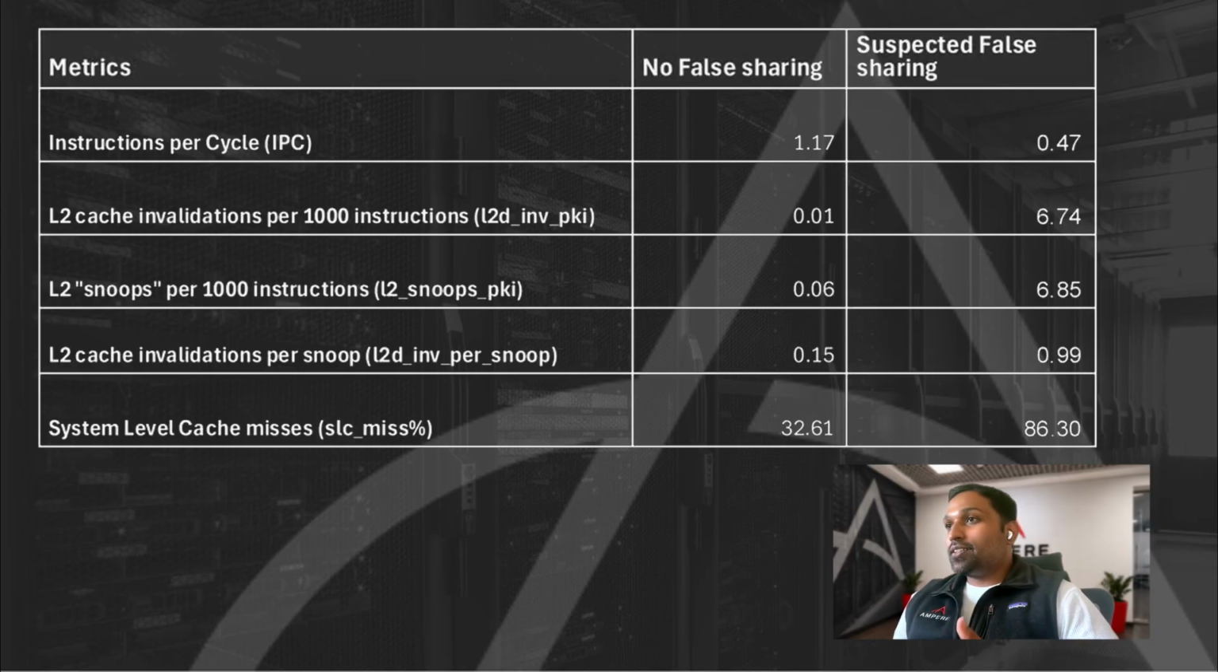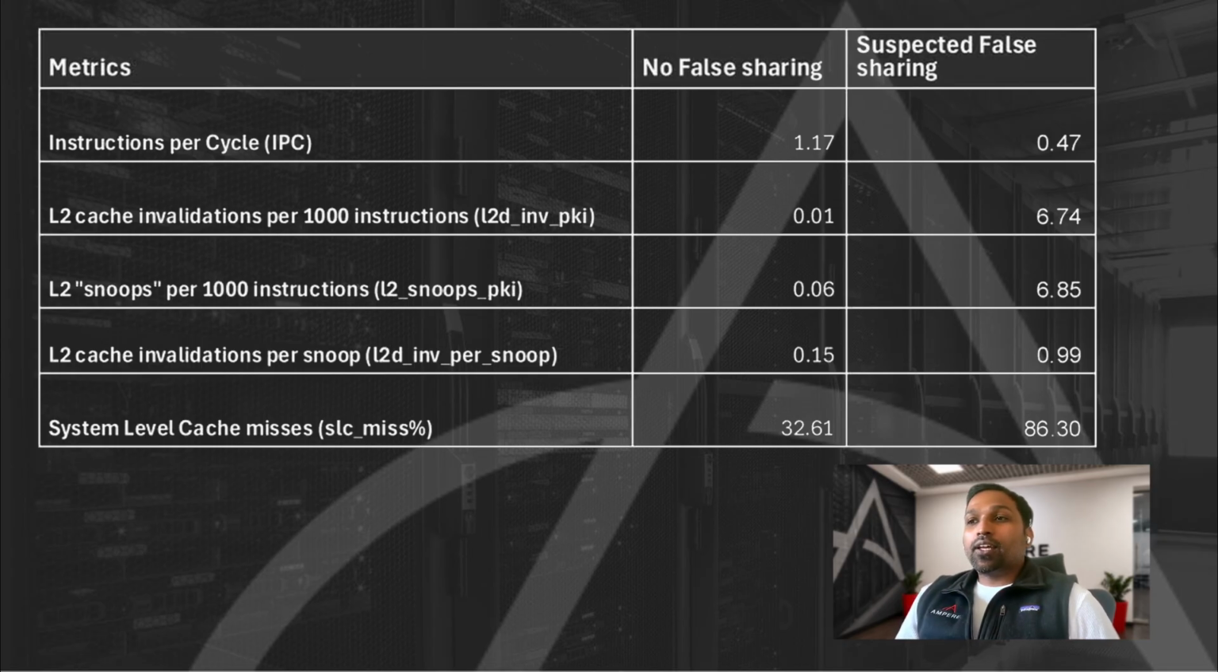We have recently added this new metric, which we call L2 cache invalidation per snoop. So essentially, every snoop is ending up in a cache invalidation, which means there is a lot of snoop activity going on, and this snoop activity is resulting in cache invalidations. So the core has to do a lot of this coherence work instead of actual useful work. As you can see in the suspected false sharing, it has shot up all the way close to one. Which means every snoop is ending up in cache invalidations, which is not good.